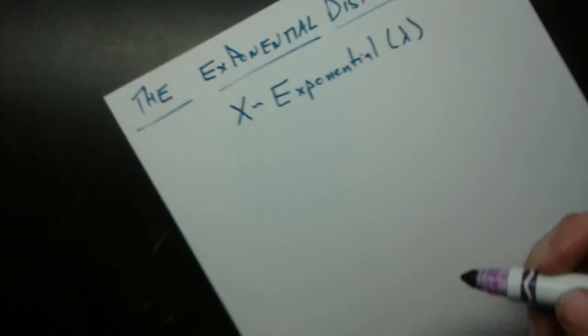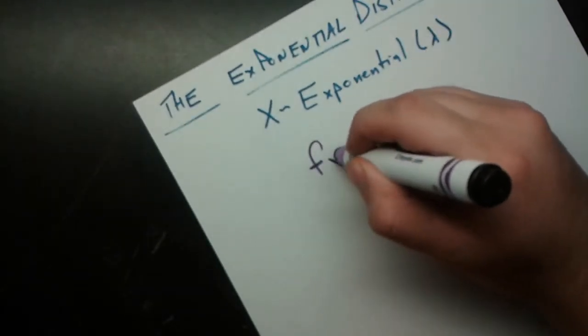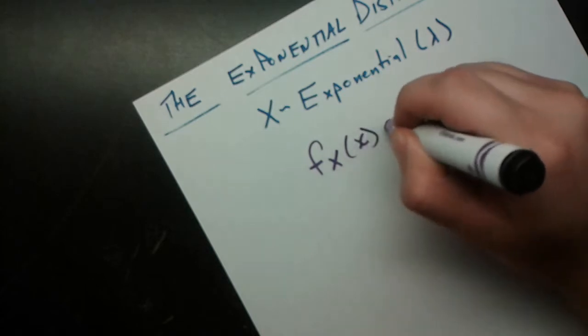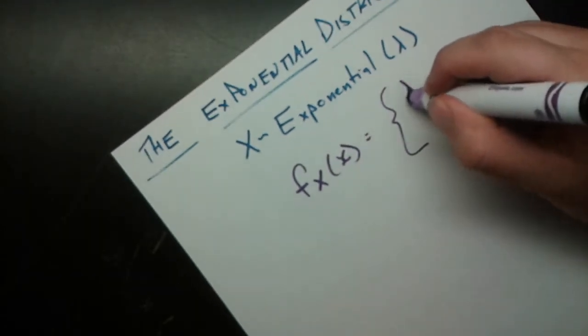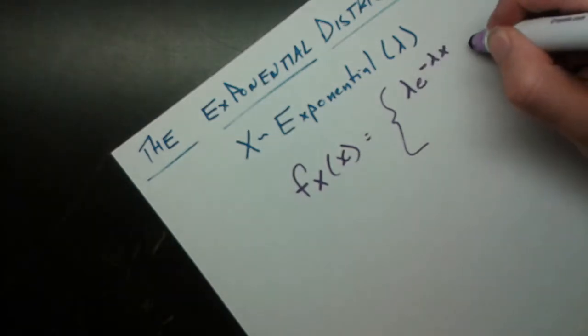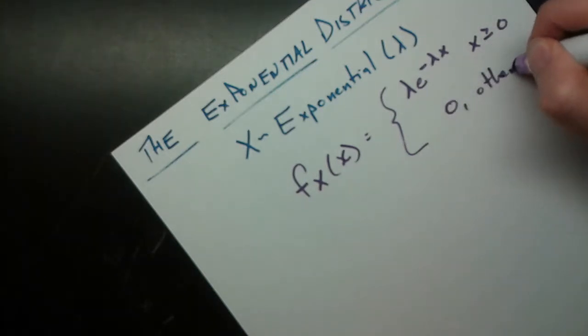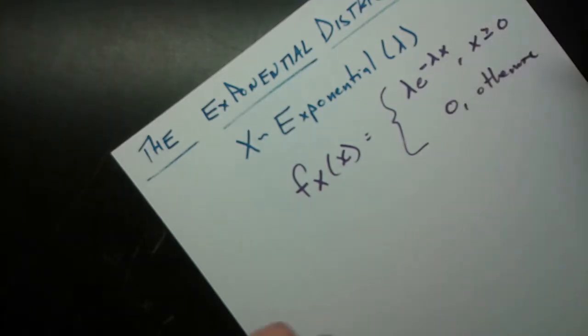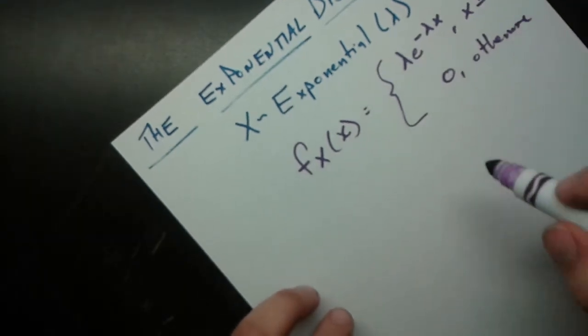Okay, so the PDF is given by this. Again, we'll do our standard form. f_X(x) is equal to, and again, it's going to be two things: lambda e to the negative lambda x if x is bigger than or equal to 0, and 0 otherwise. So this is only defined for non-negative values of x, and 0 otherwise.